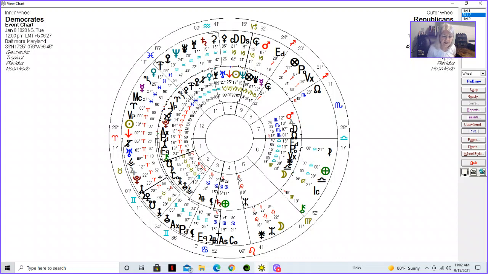I'm going to go back one because I didn't tell you what Pluto to Chiron meant. I told you that it caused a turning point for the Democrats, but I didn't explain that Pluto with Chiron is also the result of underhandedness. And I think that one of the things that the Democrats have to be mindful of in dealing with the Republicans is that the Republicans can be very underhanded.